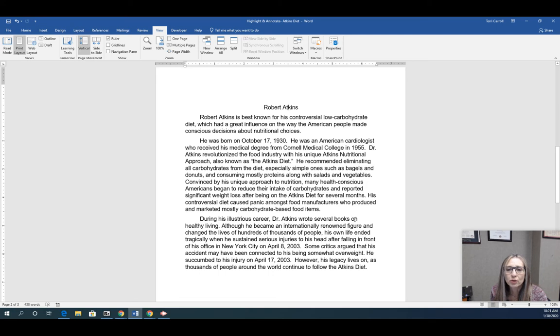So reading through here, were there any other words that maybe you were unfamiliar with? Sometimes when students have read this in the past, the word illustrious was an unfamiliar word. So that could mean notable, famous. He had a famous career. So reading through here, was there another word that we might be unfamiliar with?